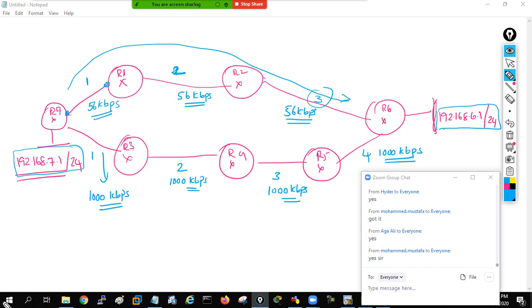So the metric is hop count. The metric is hop count for RIP. Are you clear, guys? The metric is hop count for RIP. If anybody asks you in an interview, you need to tell them RIP will consider the hop count.